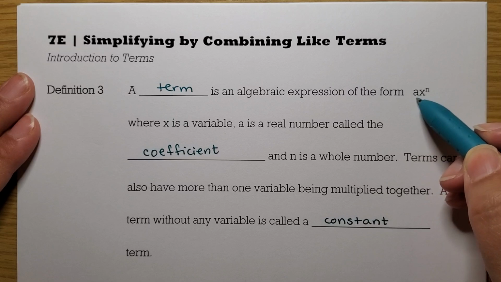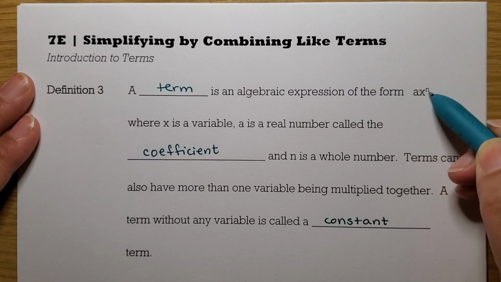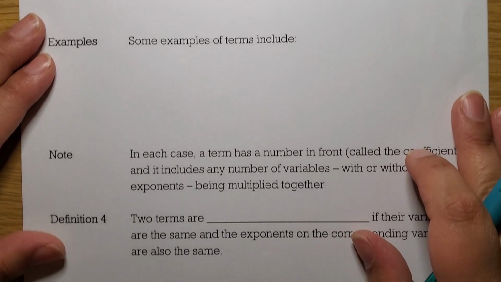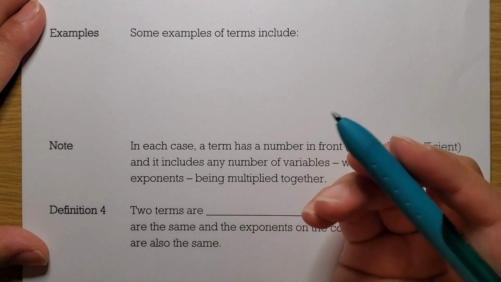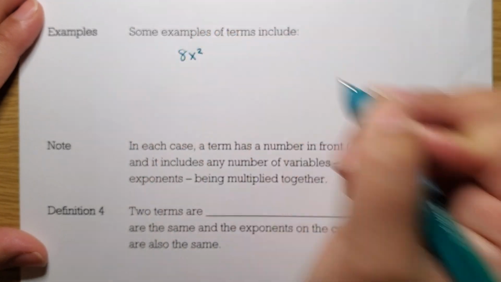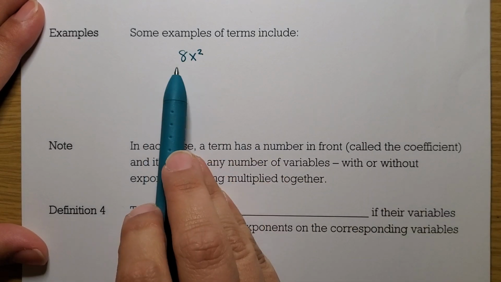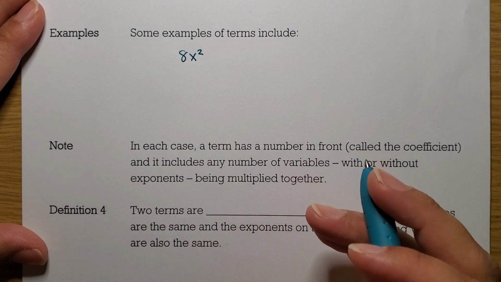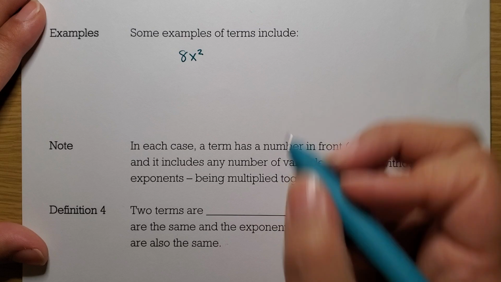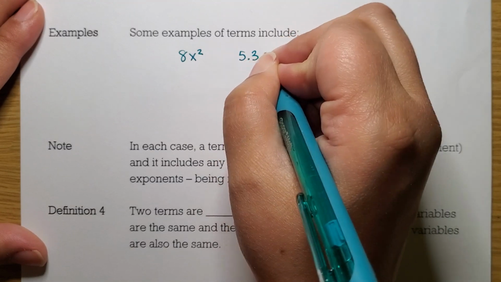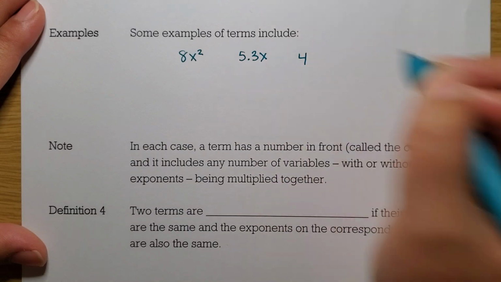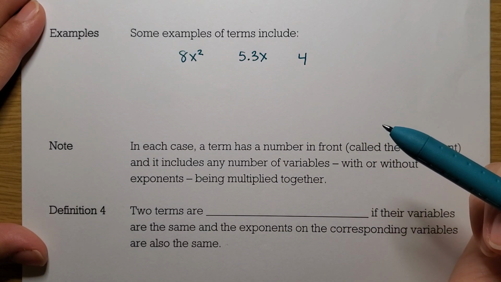Ordinarily, instead of having a letter in front of the x, you'll have a number here, and you'll have a number for the exponent. So for example, I'm just going to show you what a few terms might look like. You might see a term like 8x squared. So it's a number and then x to some power. You might also see terms that have decimal coefficients, something like 5.3 times x. That's another term. Or you could have a term without a variable, like 4. This would be called a constant term.